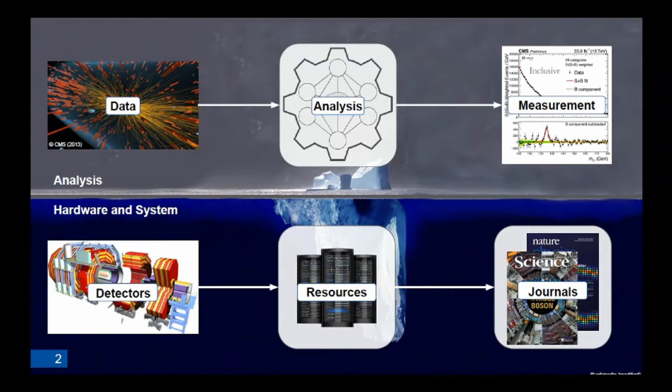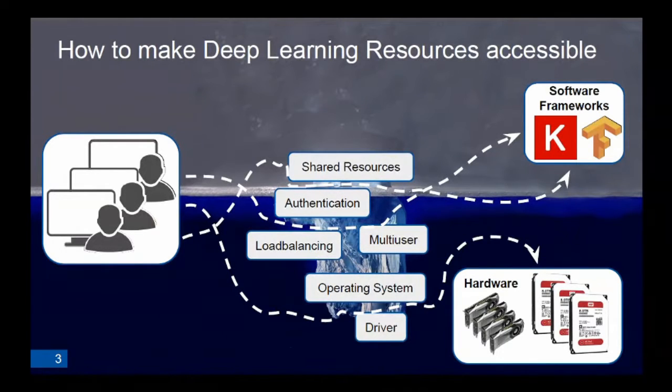I want to speak about different things here in the resources part below the water surface of the iceberg. This is a question about how to make deep learning resources accessible. You have the resources here on the right-hand side, which is mainly software and different frameworks, which I don't care so much about because other people write them for me. Then there's hardware, and I can also buy hardware if I have enough money. And I typically have a lot of users, but I have to somehow give them a way to arrive from the left-hand side to the right-hand side.